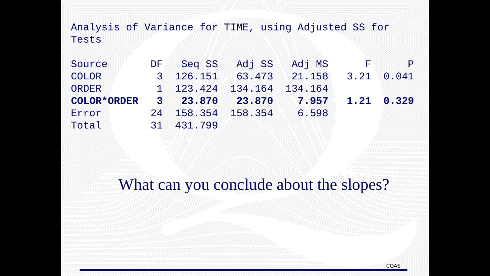The color groups may differ in their average times, as suggested by the significant color main effect with p equals 0.041, but they follow parallel trends across the order variable. Therefore, we conclude that the slopes are homogeneous across color groups. This parallel relationship validates the assumption of equal slopes when modeling these factors together.